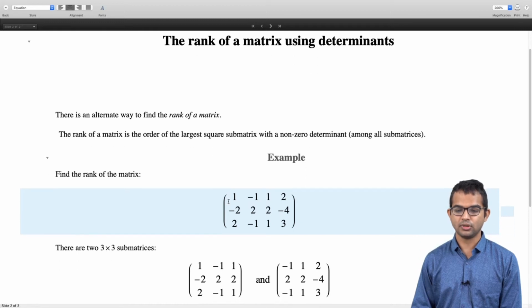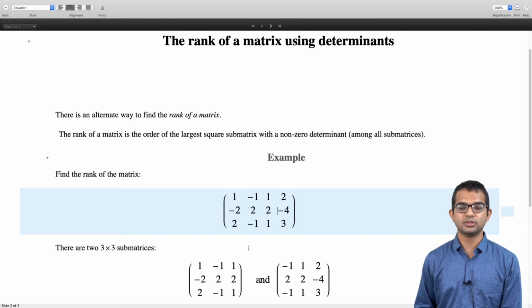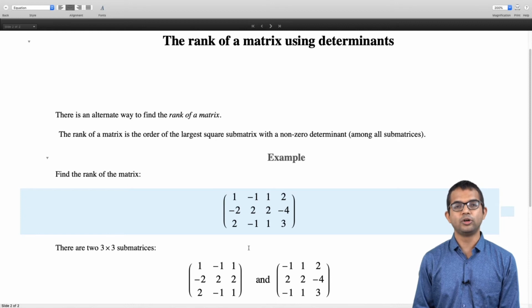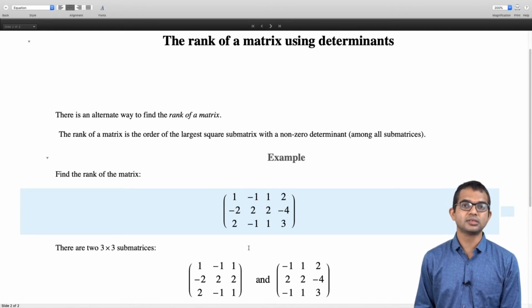Let me highlight these two 3 by 3 matrices. If I find either of these to have a non-zero determinant, then I can immediately conclude that the original matrix has rank 3. But if both of these determinants are 0, then I will look for 2 by 2 matrices. Is there a single 2 by 2 matrix whose determinant is non-zero? If that exists, then the overall matrix will have rank 2, and so on.